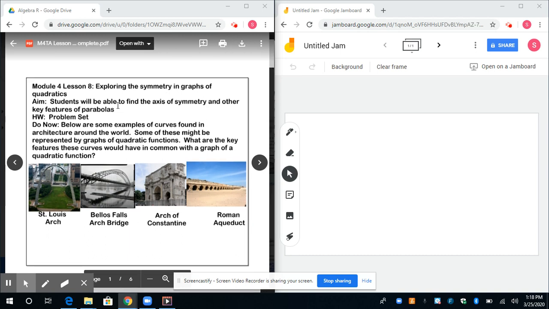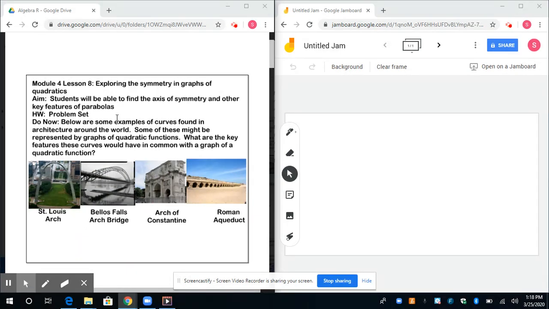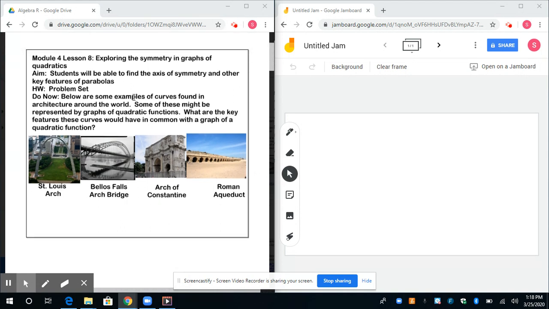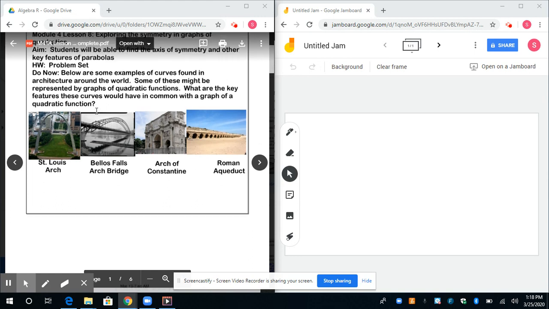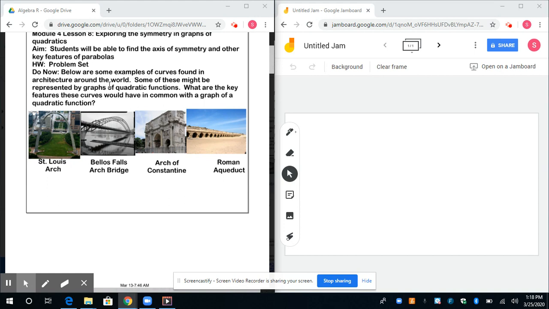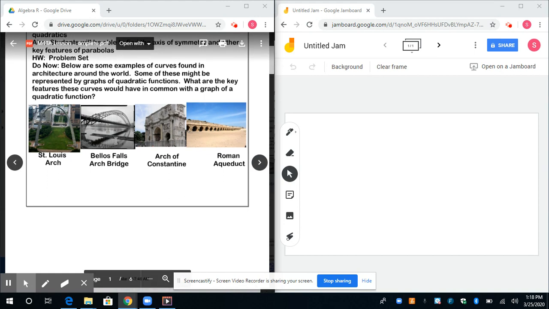Lesson 8 is talking about exploring the symmetry in quadratics. So we'll be able to find the axis of symmetry and other features of a parabola. And your homework will be a worksheet that I post on Google Classroom. So there are some notes to take on and some math to look at.